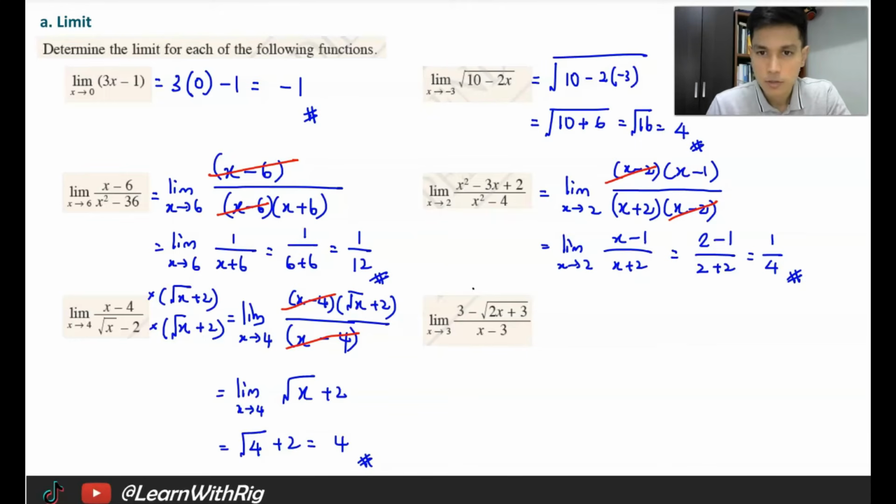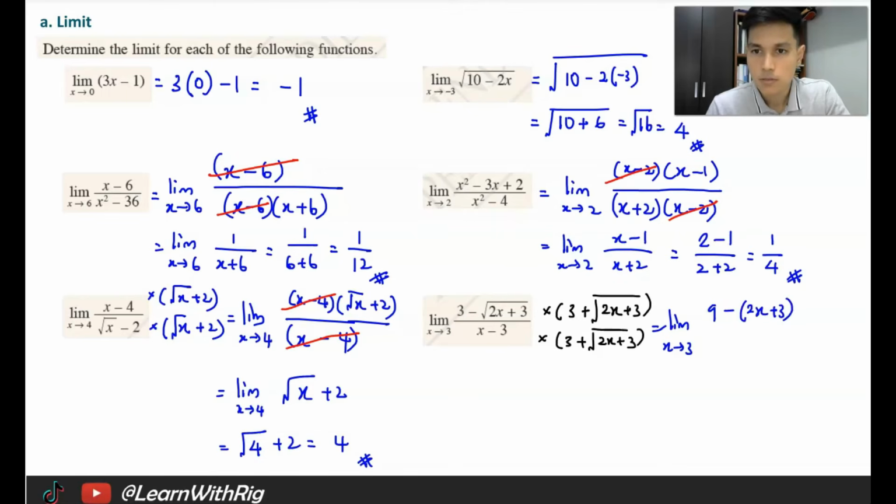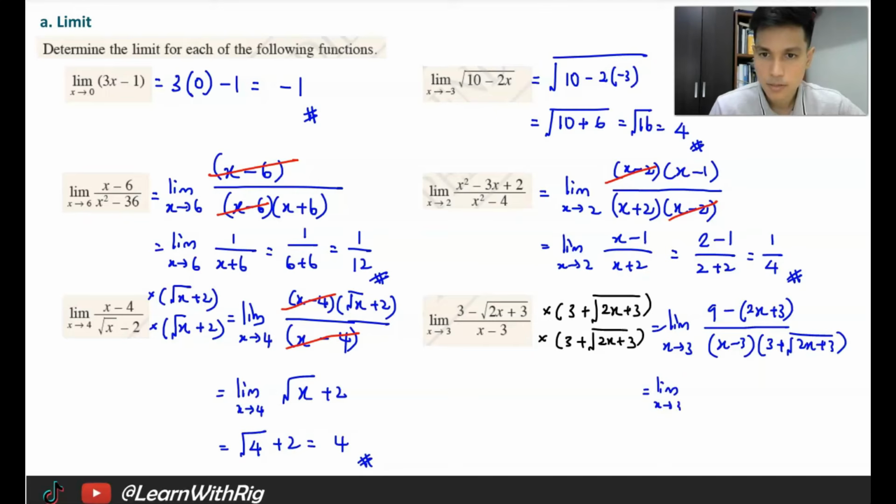Which one here? You're going to take the conjugate of the top, because the top there has a square root, right? So you're going to multiply by 3 plus square root of 2x plus 3, and the same thing at the bottom, 3 plus square root of 2x plus 3. So the limit as x approaches 3. On the top you will get 3 squared minus, so square root times square root, you remove the square root, right? So it becomes 2x plus 3, divided by x minus 3, and then 3 plus square root of 2x plus 3. There is no need for you to expand first, because there is a possibility you can cancel them.